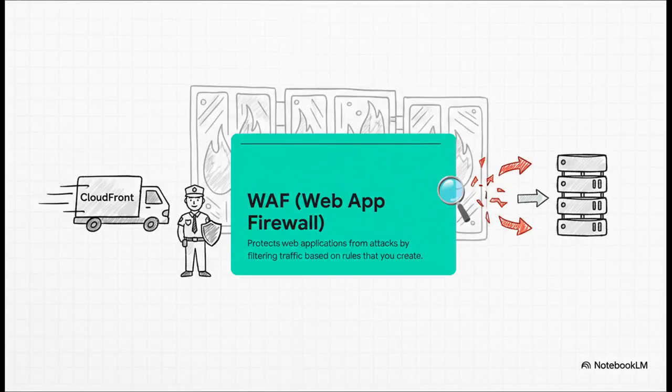So if CloudFront is our express delivery guy, then WAF is the tough-looking security guard standing right at the front door. WAF stands for Web Application Firewall, and its job is to inspect all the traffic coming to your site and block the bad stuff, common web attacks, before it can even get close to your server. You often use it right alongside CloudFront at those edge locations, which gives you an awesome first line of defense.